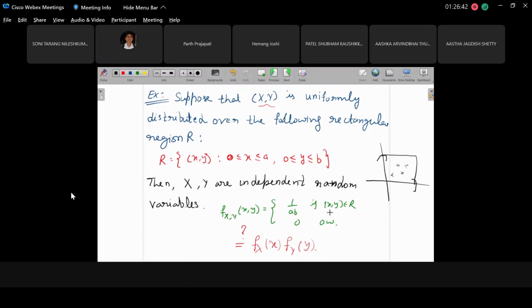Okay, and it's non-zero, neither x is zero nor y is zero, so 1 upon ab. Whenever it is outside of this rectangle, it is zero, because of the property. So it can certainly be written as the product of these two, and you can certainly say x, y are independent random variables. You can also check.